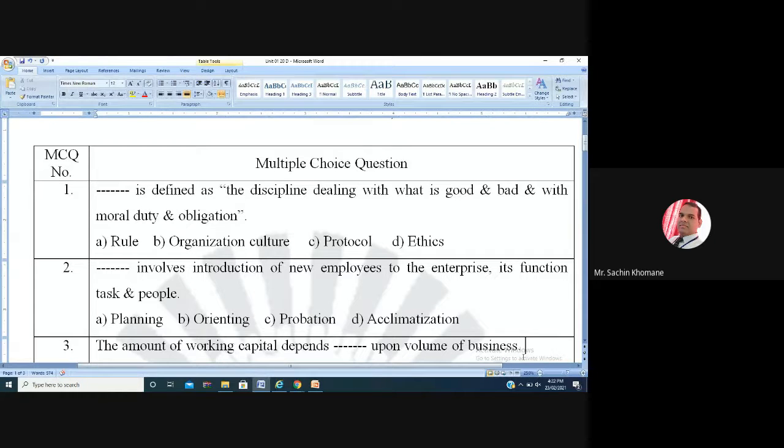Next question is: fill in the blank, dash dash involves introduction of new employees to the enterprise, its function, task, and people.